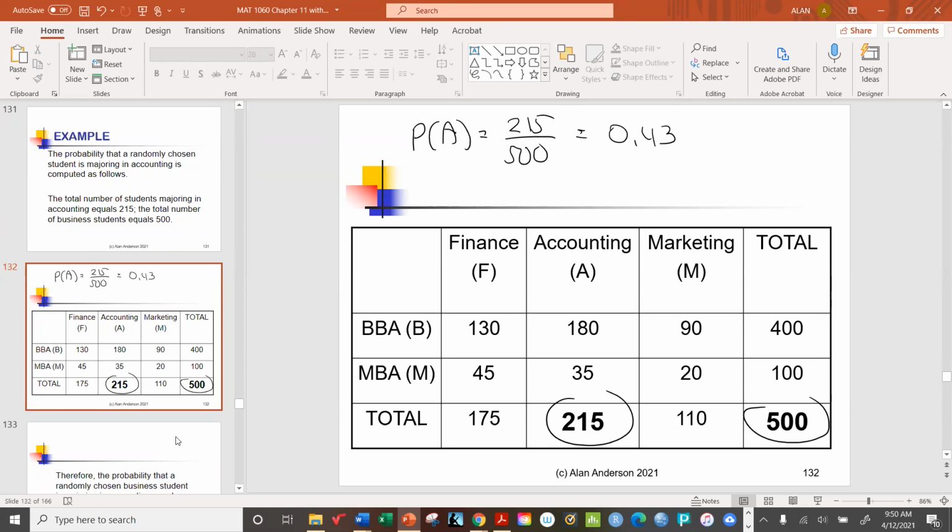So again, remember, this is a marginal or unconditional probability. Only one thing is true, and it does not depend on another event.